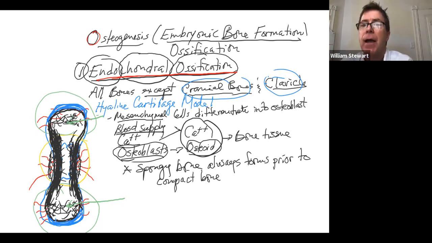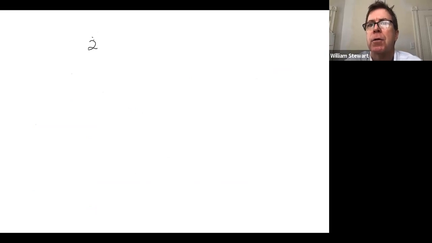So that's endochondral ossification. There's a second type, so I drew a number 1 here, big number 1. There's a second type that the cranial bones, the bones of the skull, and the clavicle use, a different method of ossification in utero. So let me do that next. I'm going to write it number 2, circle it.